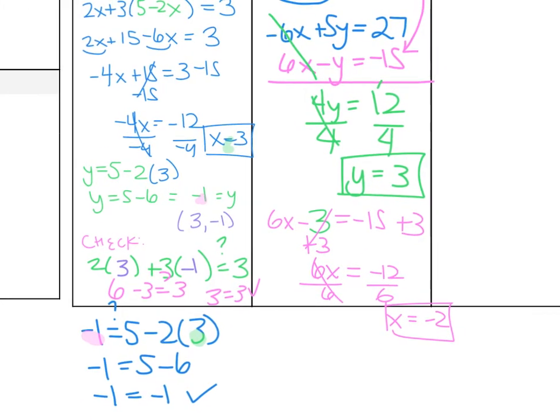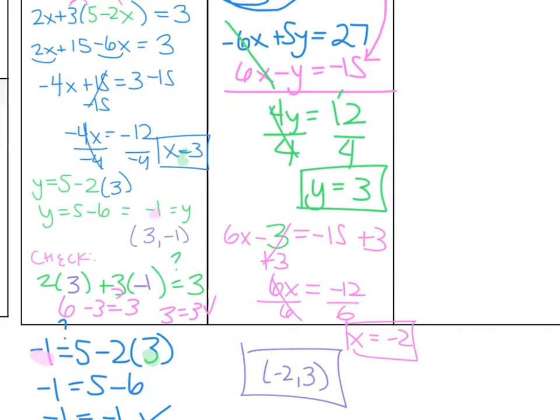Now, of course, you should double check the answer, but we know that the answer needs to be written as an ordered pair, so it should be negative 2, positive 3. Okay, that's the answer to that one.